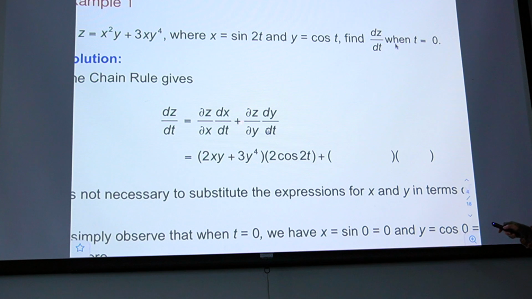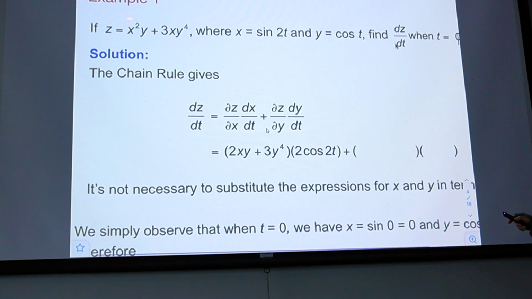So what's partial z, partial y? We're going to hold this x to be constant, and then we have y as the only variable here, right? So let's find partial z, partial y. What do we get? x squared, okay, plus 12x y to the third power. Okay, good job. Nice. Now what's dy/dt? dy/dt is negative sine of t, right? Okay, nice.